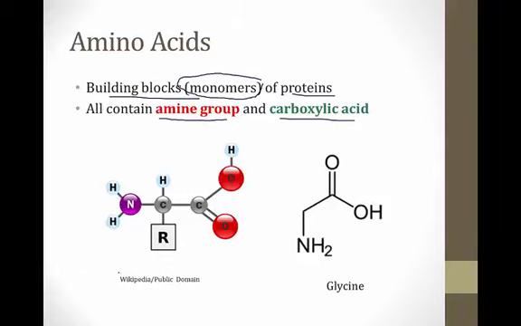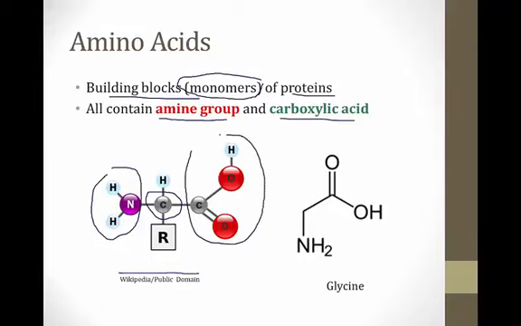If you look at the structure on the left side of the screen, this is the generic structure of an amino acid. So there is a carbon in the middle, which is called the alpha carbon. Attached to the alpha carbon is a nitrogen group and several hydrogens. That's the amine group. Also attached to the alpha carbon is a COOH group. That's the carboxylic acid group. What makes one amino acid different from another is this R group here that's attached to the alpha carbon. Every amino acid has a unique group that is attached to that alpha carbon.